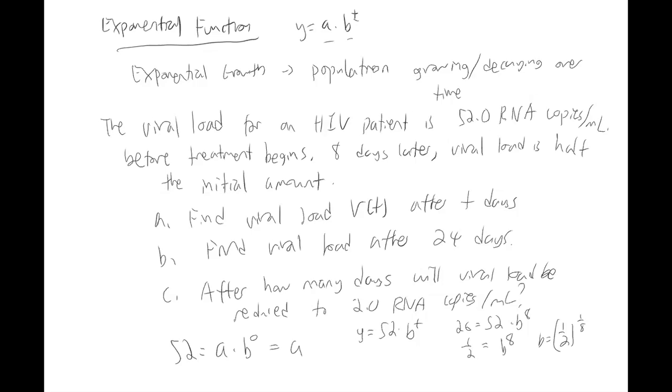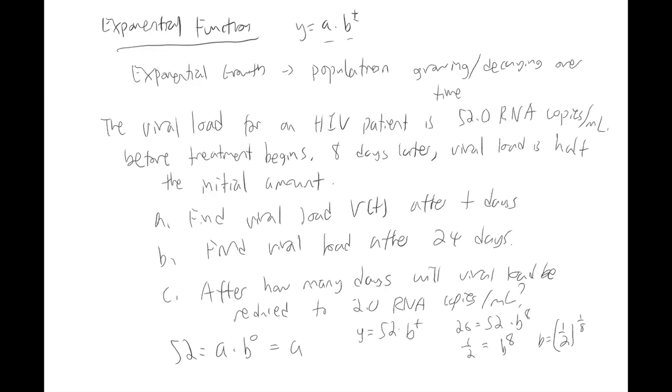So I'm gonna continue. My equation: y is 52 times 1/2 to the 1/8 t. Everyone agree? That's my equation. So I'm plugging B back to here. This is V of t. So this is part A, right? After t days, we have this many RNA copies.